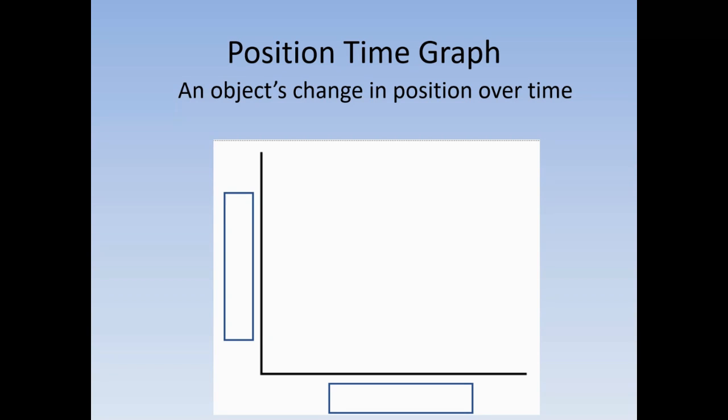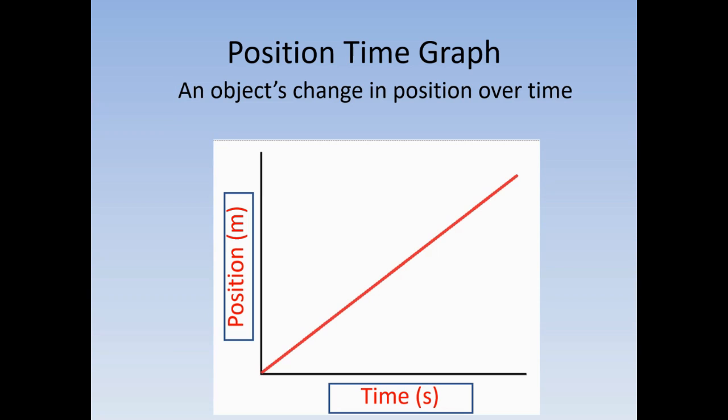In graph form, we use position time graphs to represent the motion. We put the time on the x-axis and we put position on the y-axis. A straight line means that the object is moving with a constant motion. In other words, it is covering the same distance every second. A negative slope means that the object is moving in the opposite direction.